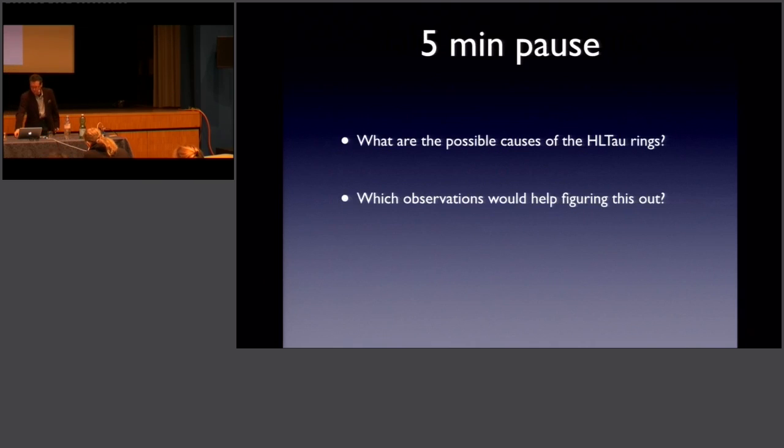And this I think is a good point to stop for a minute before going to the large grains. The two topics that I would propose you to think about are: what are the possible causes of the HL Tau rings, and which observations could help us in figuring out what are the causes of these rings.